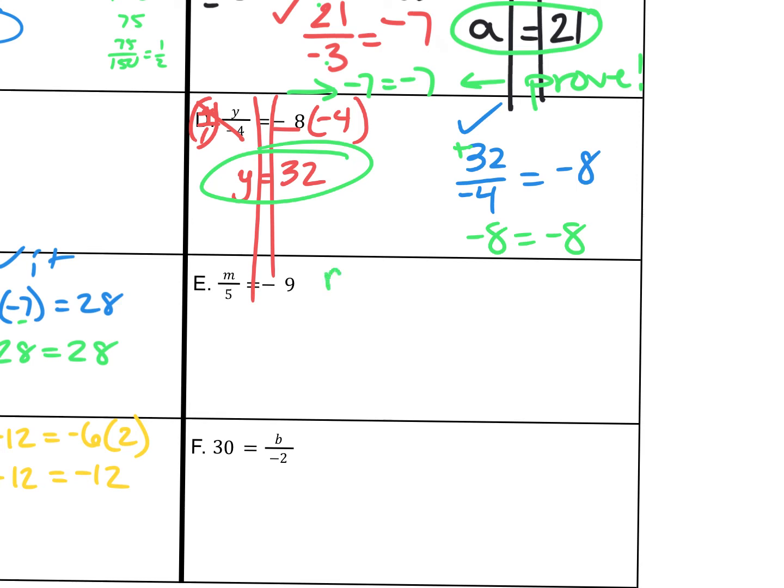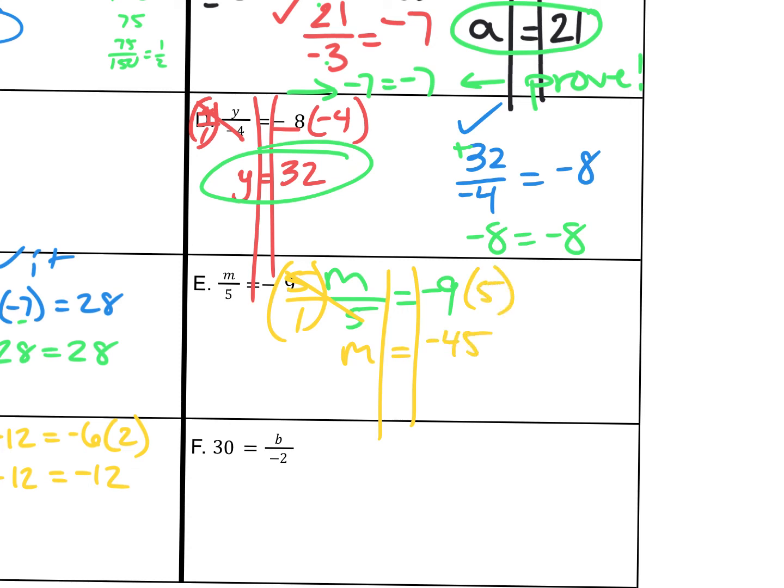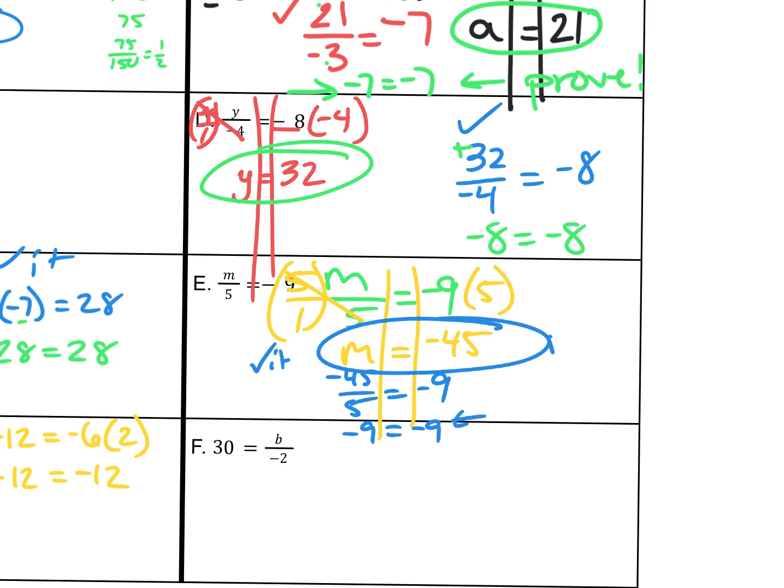Down here I'm going to rewrite it. M divided by negative 5 equals negative 9. So what number divided by negative 5 gives me negative 9? So I multiply by negative 5. M on both sides, I do that, is equal to 45, and I check it. So is 45 divided by negative 5 equal to negative 9? A positive divided by a negative is a negative, so my solution is correct. Remember, always check my solution.